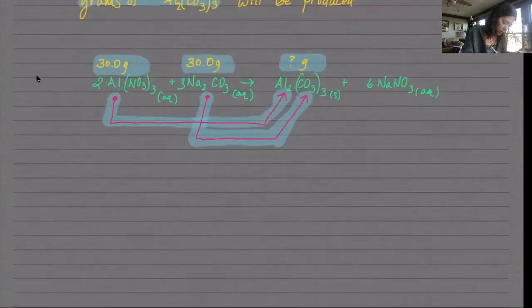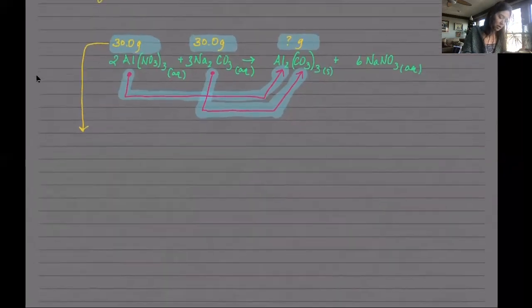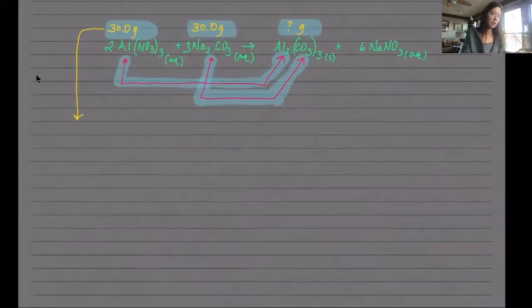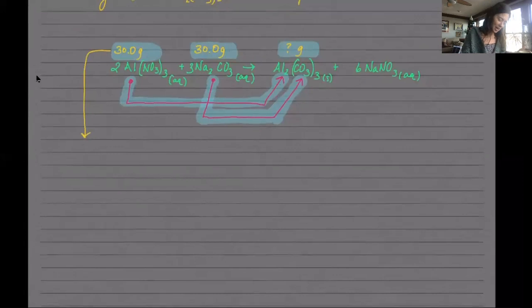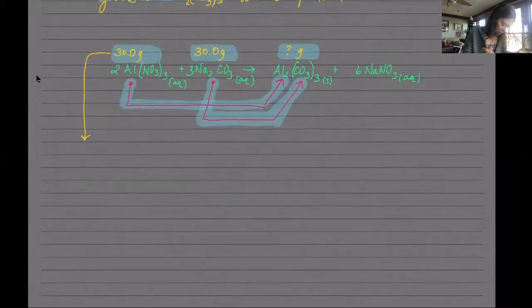So I'm first going to start with this 30 grams. And I actually have a lot of calculating to do. I have not been doing these types of problems because I didn't want to calculate all these molar masses, but we're going to have to. Okay, we've got 30.0 grams of aluminum nitrate, right?